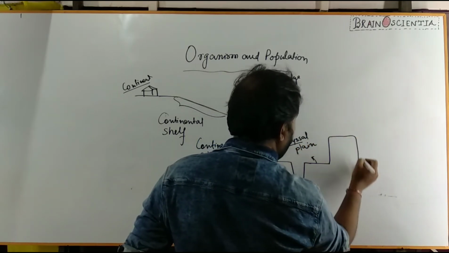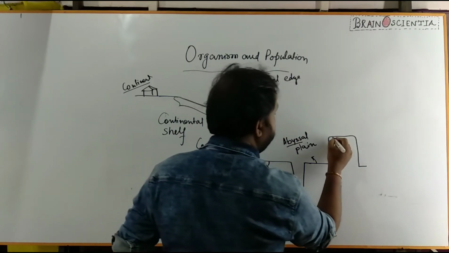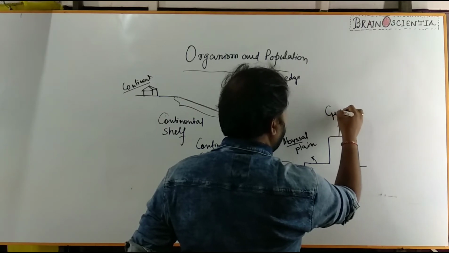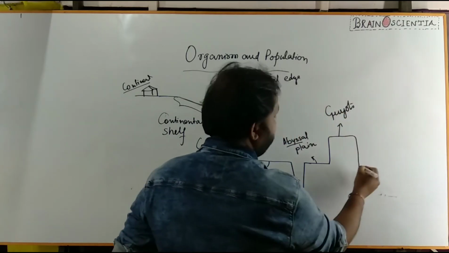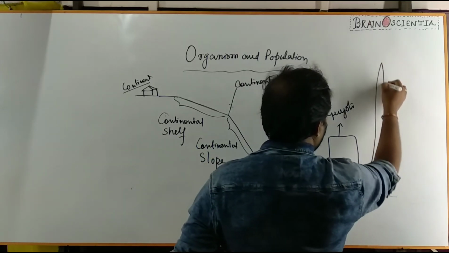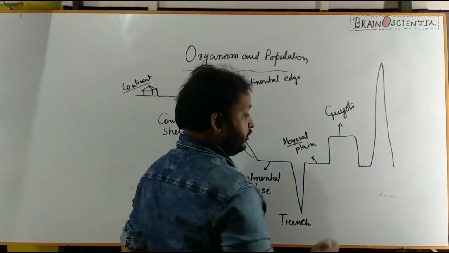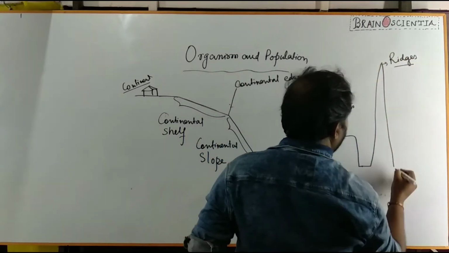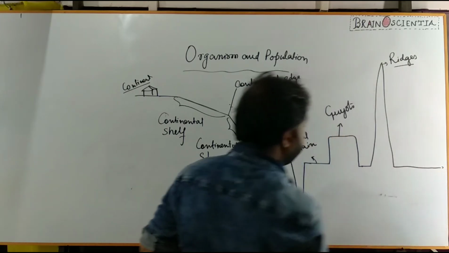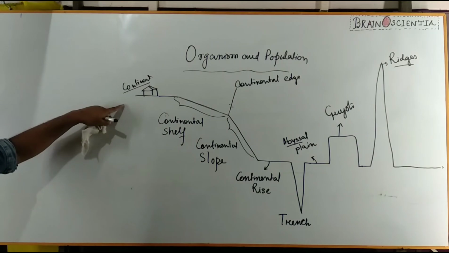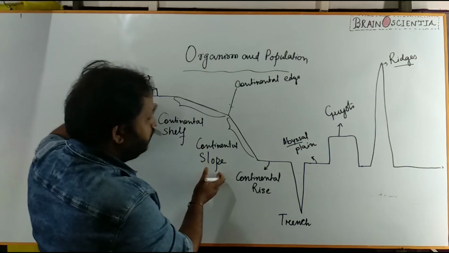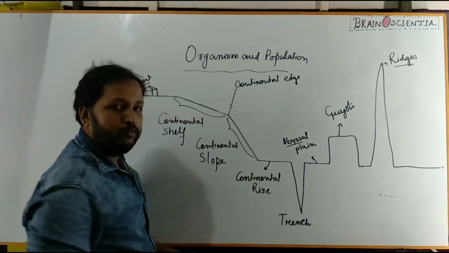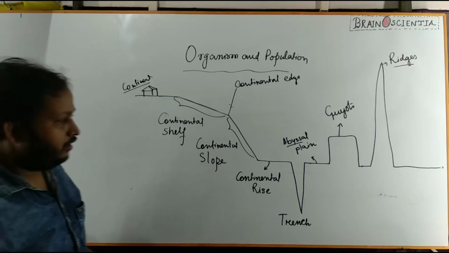Then there is a little bit of an upward region. This region is called the guyots. Then there is again a plain. Then there is a type of mountain, or you can say island formation takes place. This is called the ridges. Then there is again an abyssal plain. This is the structure of the ocean floor, and in different regions we will see different types of biome exist, in the next part of the class.